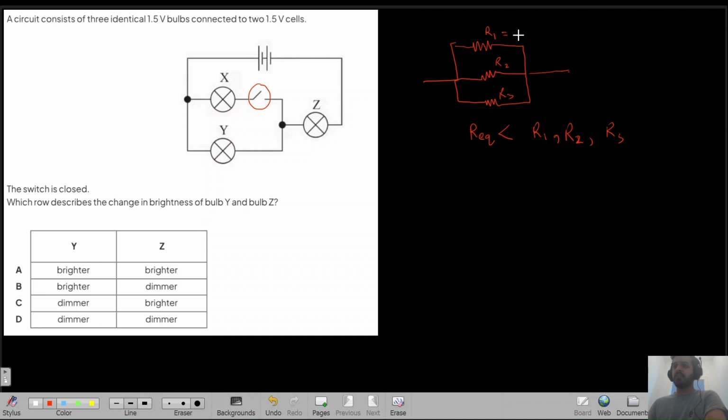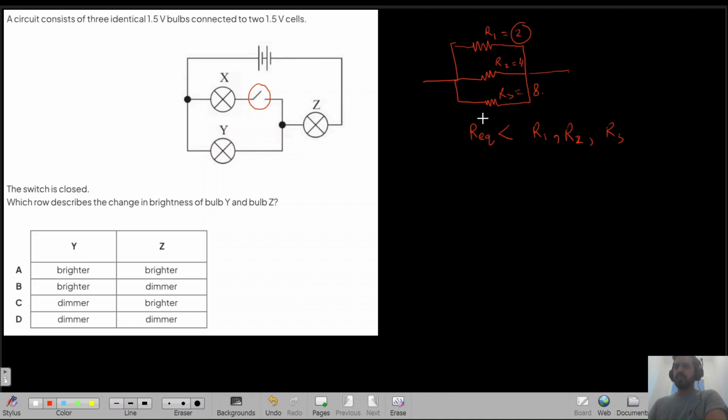So the equivalent resistance of the parallel circuit will always be smaller than the smallest resistance in the circuit. Let's say if R1 is 2, R2 is 4, R3 is, let's say, 8. So you should know that the equivalent resistance will be smaller than the smallest resistance connected in this circuit, that is 2. So in this case, R equivalent will be smaller than 2.